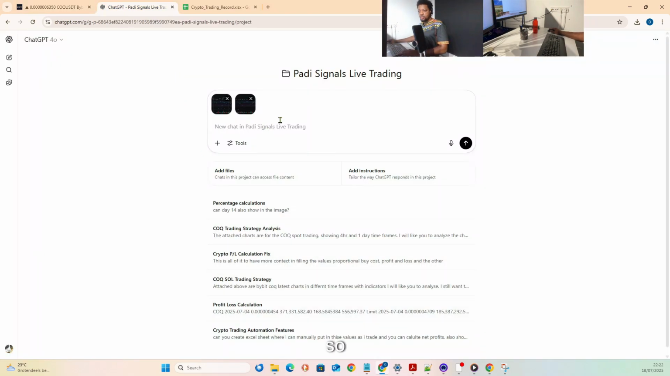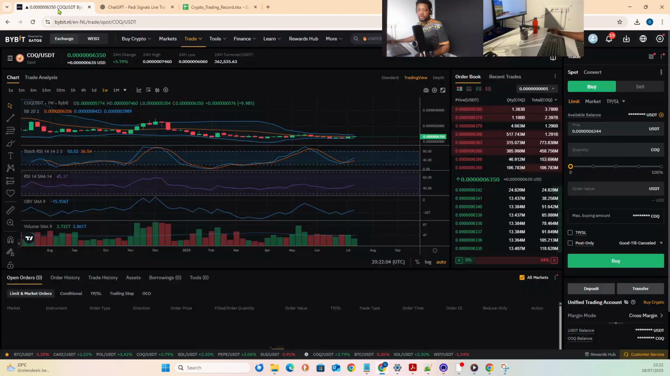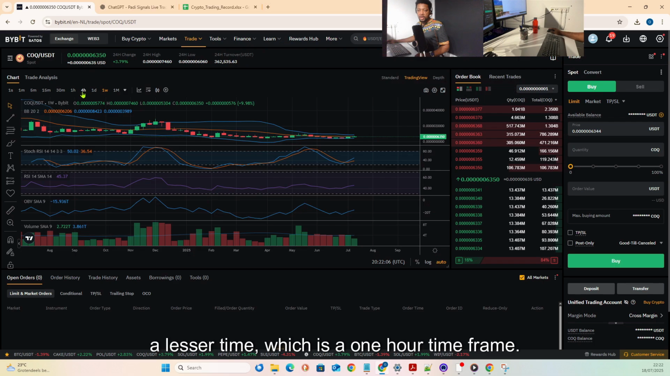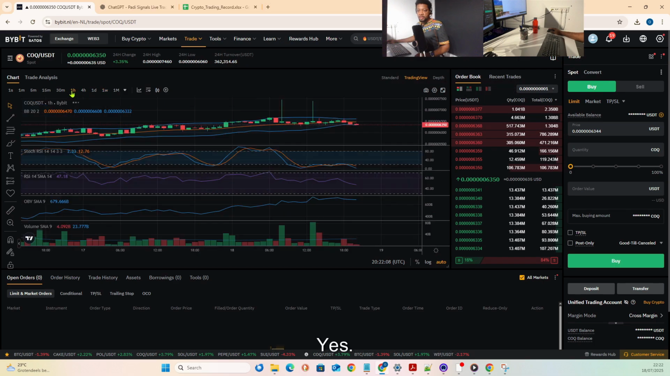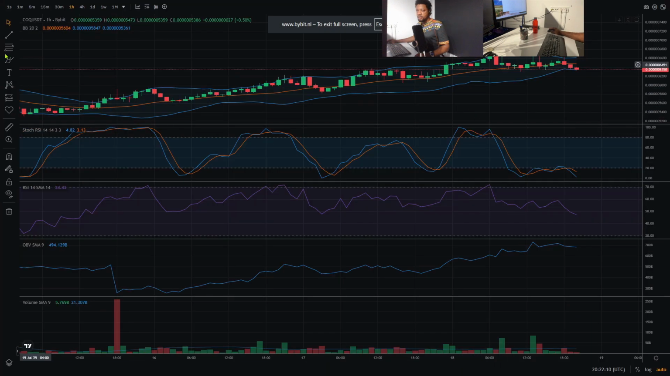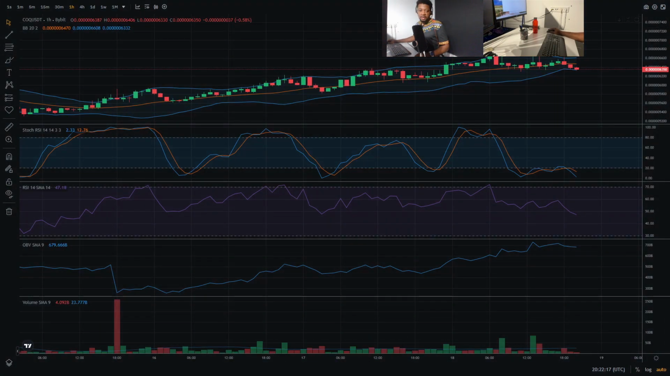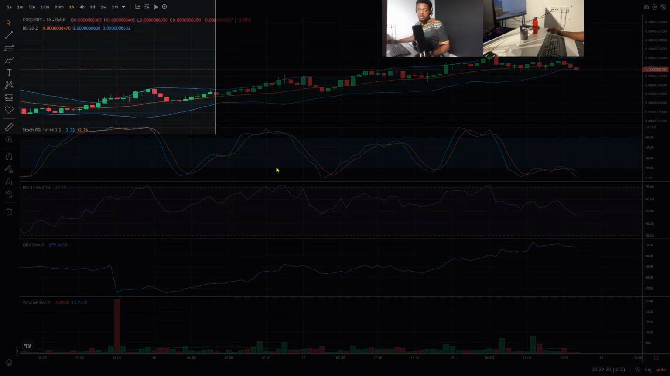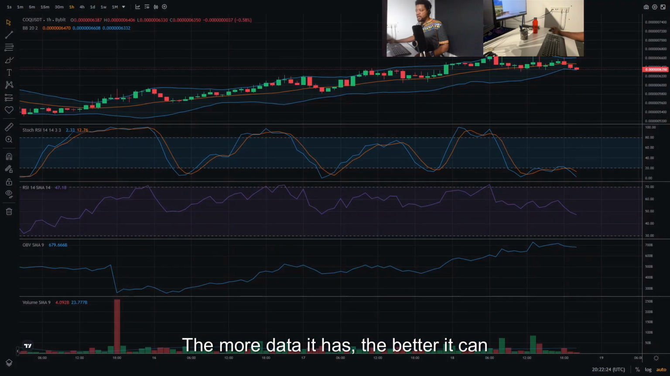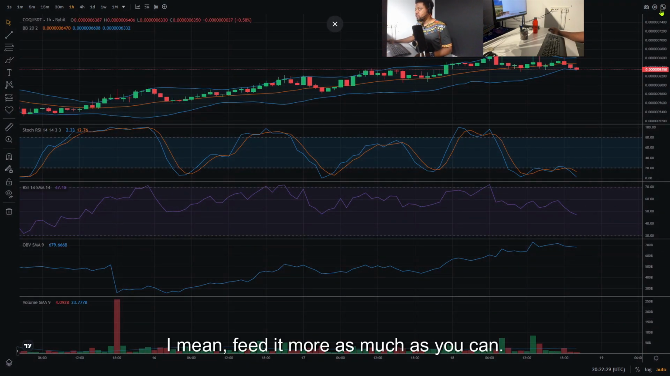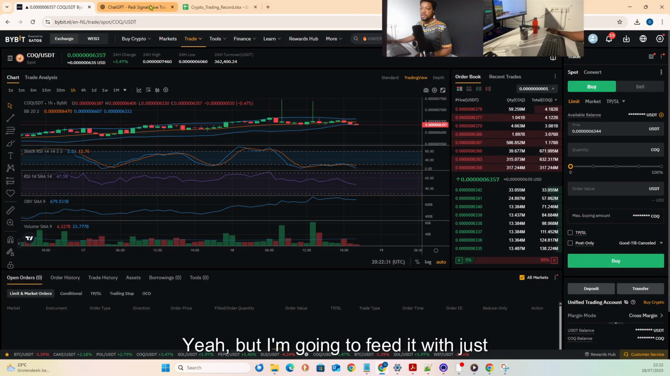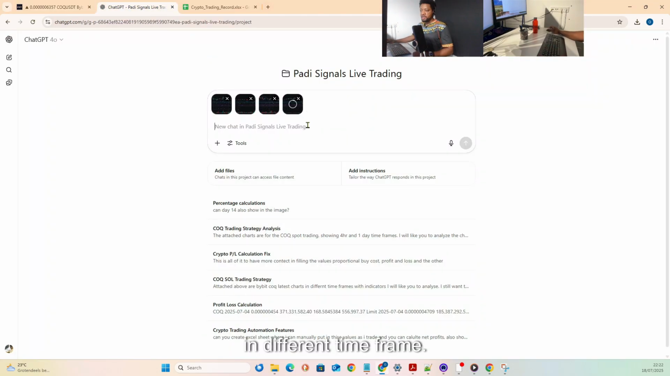Okay, so this is going in, and I'm going to put in a lesser time frame, which is the 1 hour time frame. The more data AI has, the better it can analyze. So feed it as much as you can. But I'm going to feed it with just four charts in different time frames.